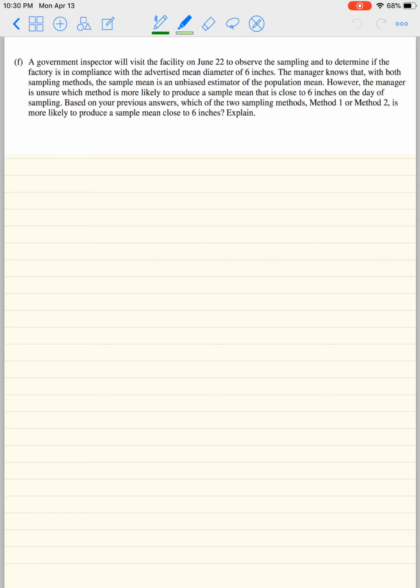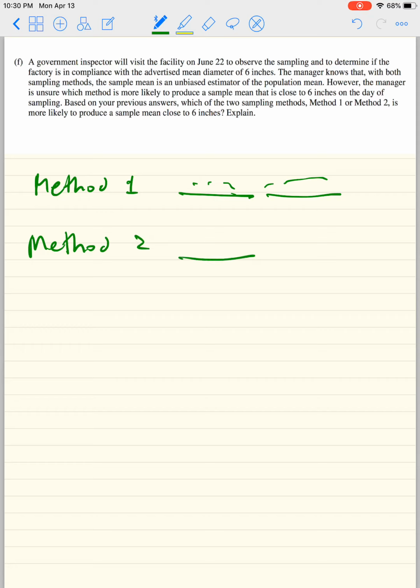Well, once again, method 1 will produce closer to 6 inches, because with method 1 you're taking some from here, some from there, all together. In method 2, you're only choosing either A or B for that day. If you choose A, the inspector is going to see that the average is 5.9. If you choose B, the inspector is going to see that the average is 6.1. In method 1, you're going to get some of everybody. So that's why method 1 is better.